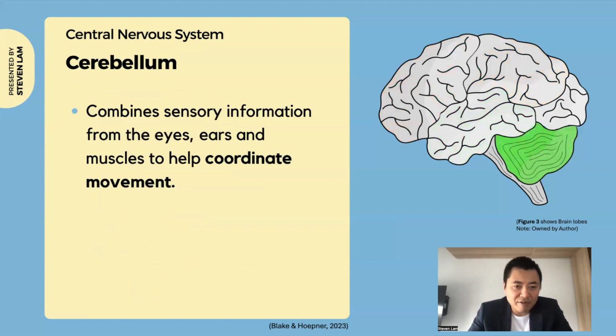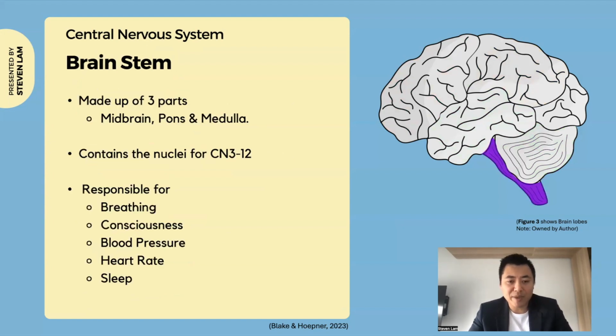Under this, you have the cerebellum. So it contains sensory information from the eyes, ears, and muscles, and helps you coordinate your movements. And then you've got your brainstem. So the brainstem is made up of 3 parts. You've got the midbrain, pons, and medulla. It contains cranial nerves 3 to 12, and it's responsible for breathing, consciousness, blood pressure, heart rate, and sleep. So important to note that cranial nerves 1 and 2 come directly from the brain as well.